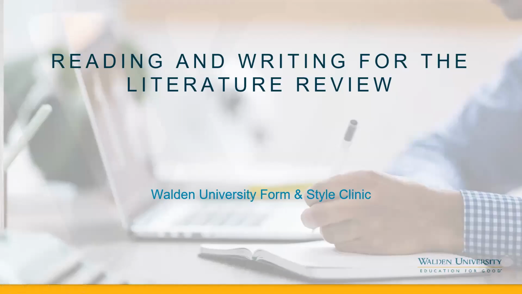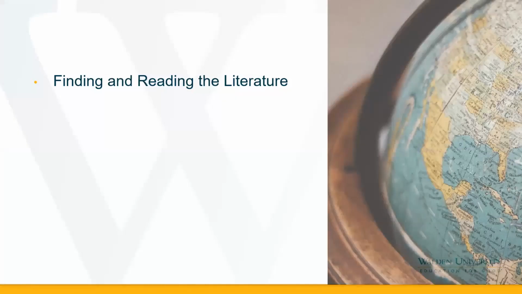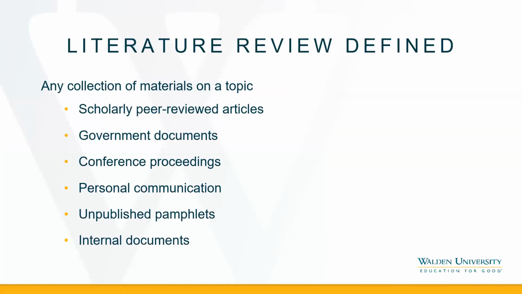So reading and writing for the literature review. We will start by talking about finding and reading the literature. So the literature review defined. What is the literature review? It's any collection of materials on a topic, and it can consist of a few different types of sources. The most obvious and the most in quantity would be scholarly peer-reviewed articles. Government documents would also be acceptable, conference proceedings, personal communications, unpublished pamphlets, and internal documents.